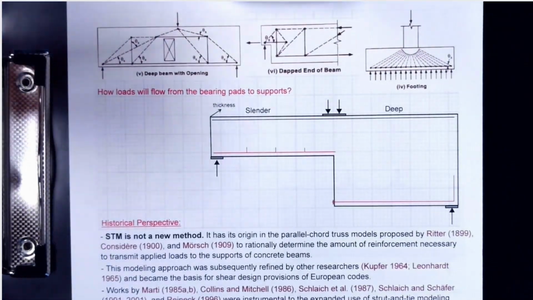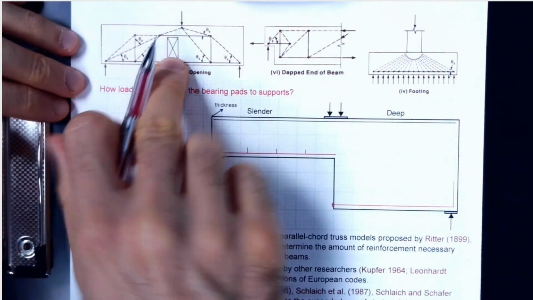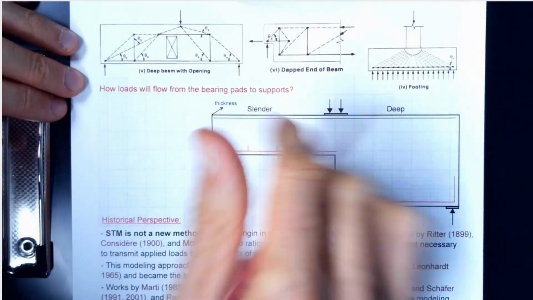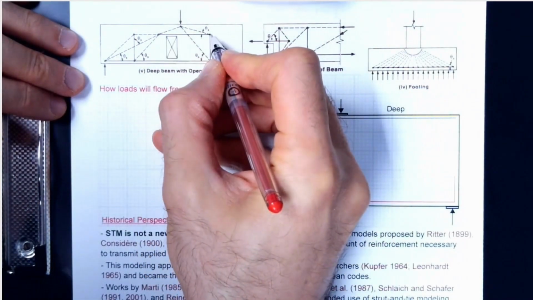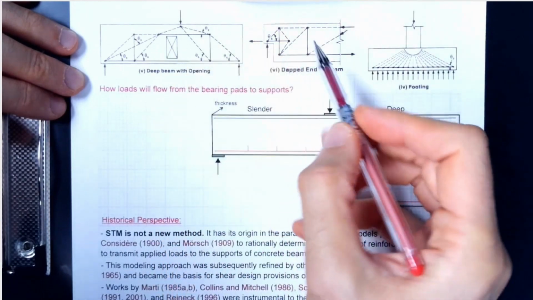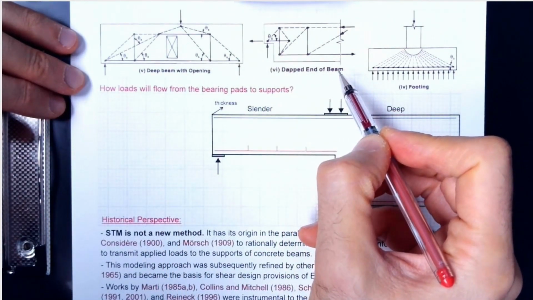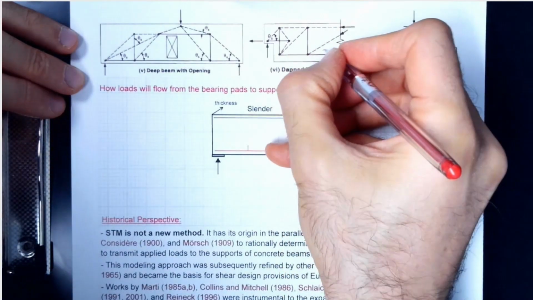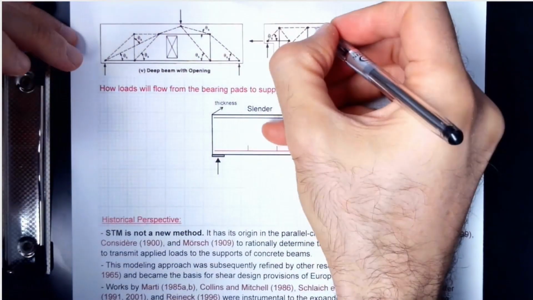Definitely these are more advanced, so I'm not recommending anyone tackle these type of openings. So deep member with opening is one of the more complicated type of situations. Again, you can see solid lines represent ties, dotted lines represent struts. This is a deep beam. This is used in bridge infrastructure as well. It's a typical model with ties, struts.